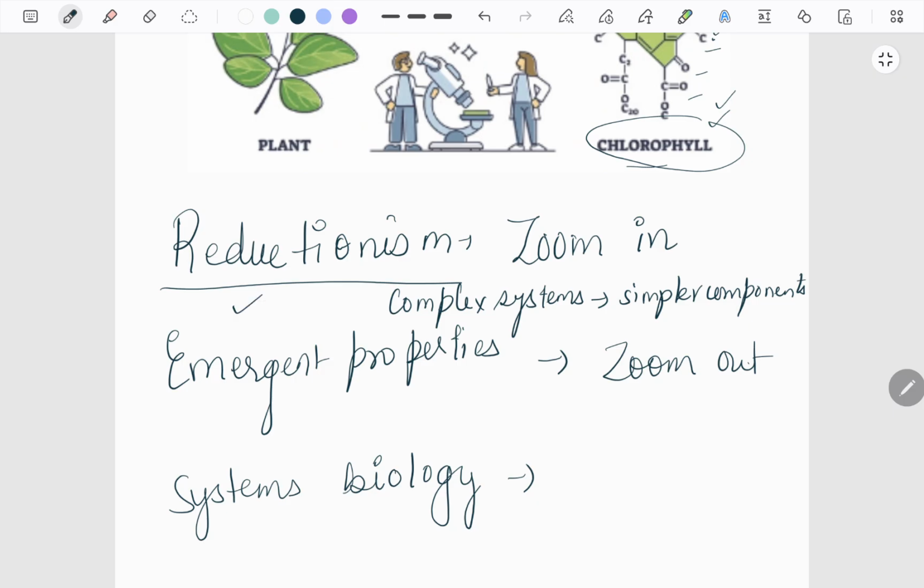That's it. That is reductionism. Okay, now you have to zoom out. You zoom out from the level of atom to molecules. See, different atoms make up a molecule, for example chlorophyll. So you got a special property that these atoms made up a molecule, chlorophyll, which has particular properties.